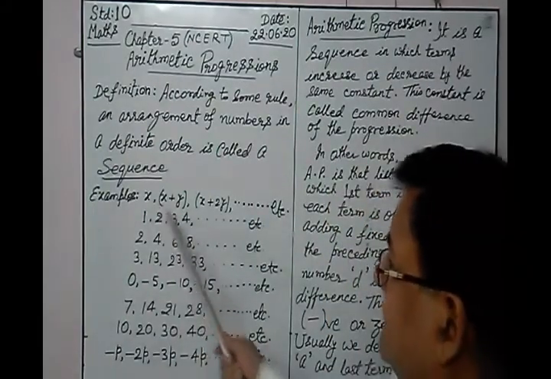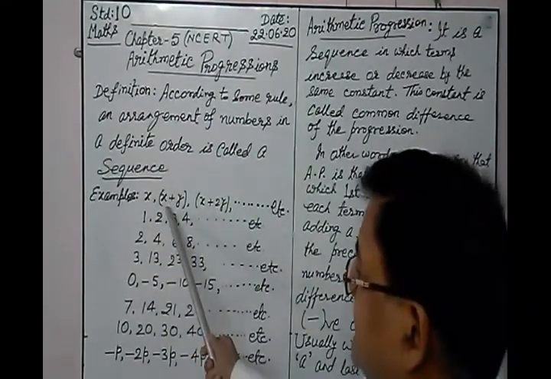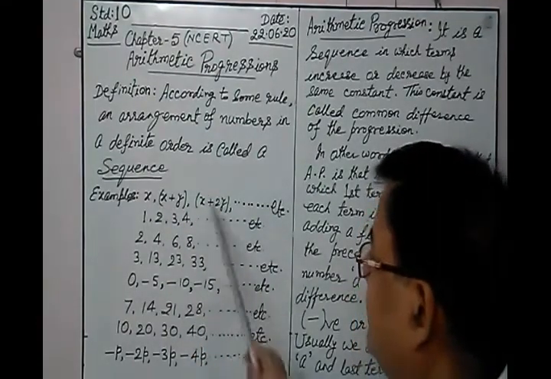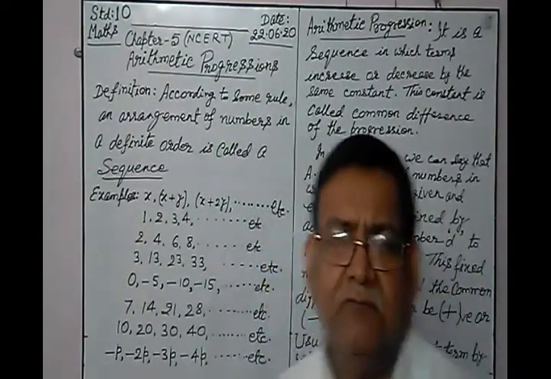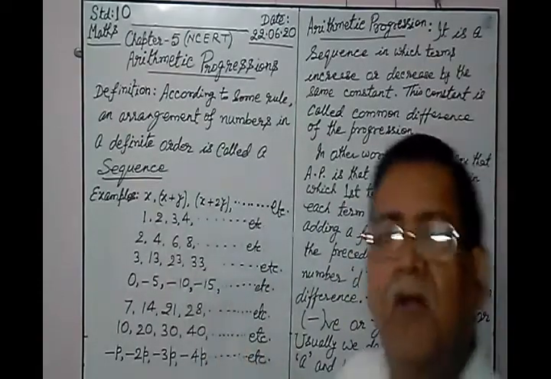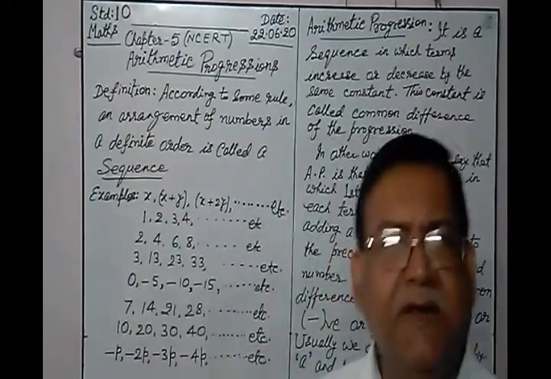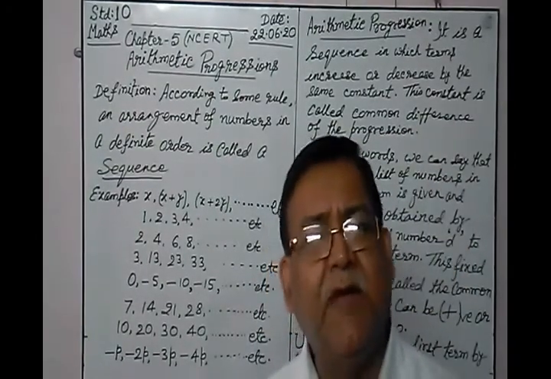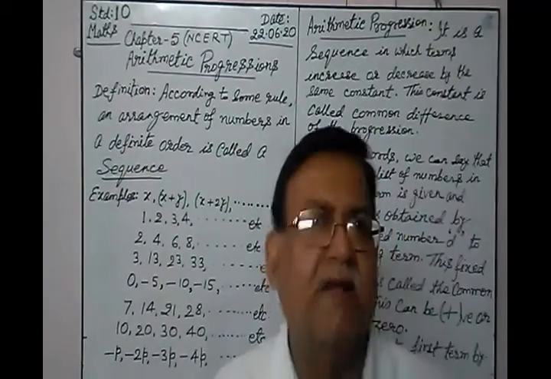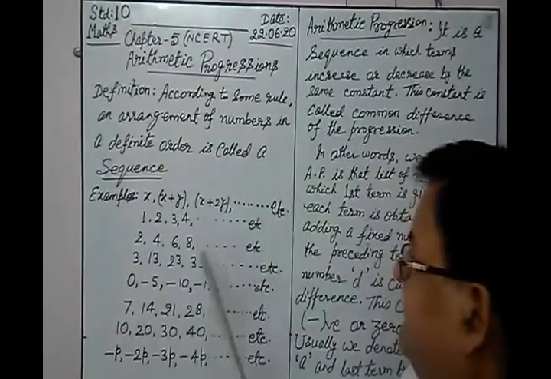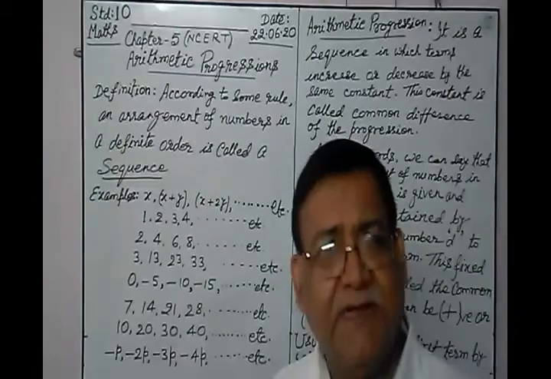Here you see x plus y, it is increasing. This is increased by y. Further you see, this is increased by y. Again it will be x plus 3y, x plus 4y, x plus 5y, and so on. Second sequence: 1, 2, 3, 4, 5, 6, 7, 8, 9, and so on. Here also it is in increasing order. It is increased by 1. Every term is increased by 1 as compared to its preceding term.